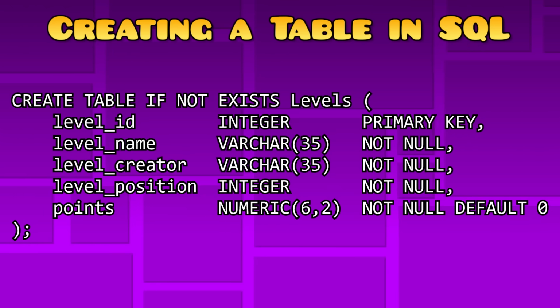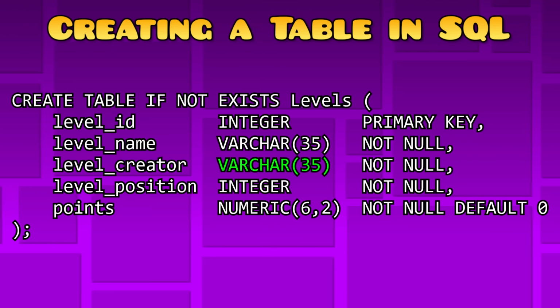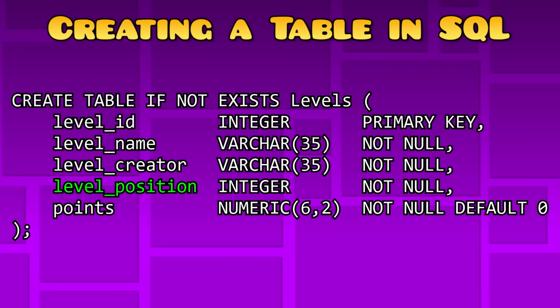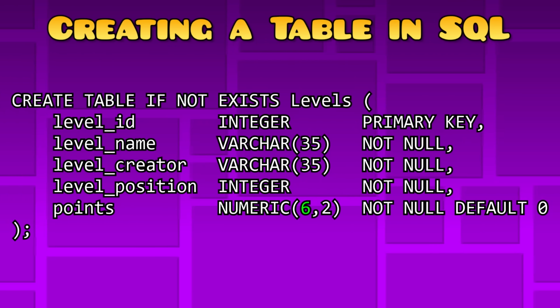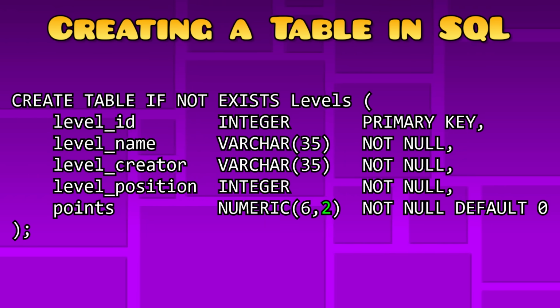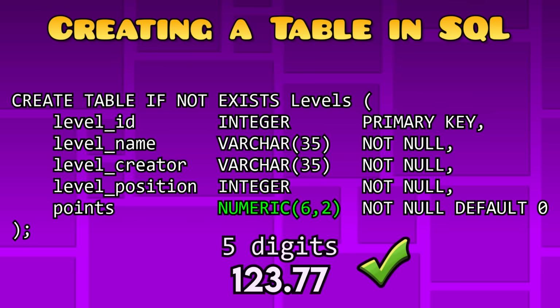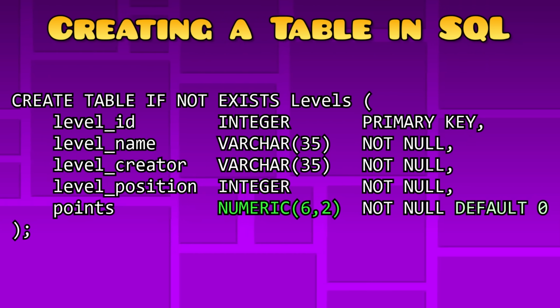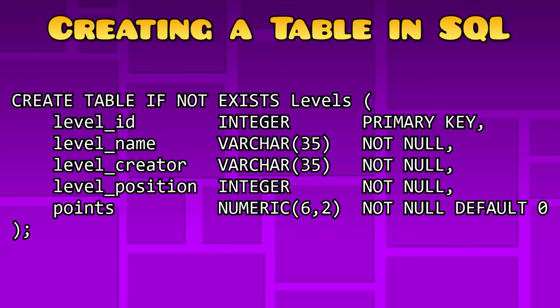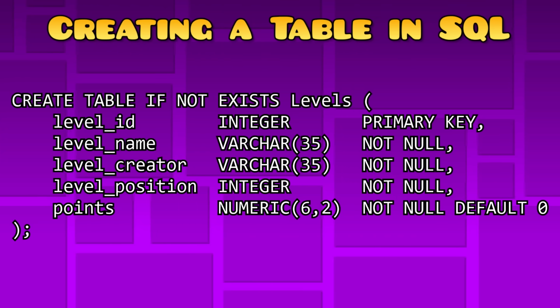Anyways, moving along, we have a level creator that's also a string of up to 35 characters, a level position that is another integer, and a points value, which is a decimal that can store up to 6 characters with 2 digits shown after the decimal point, which basically means it can store up to any 4-digit number, since anything higher would be 7 digits. And this value defaults to 0. I have a function that automatically calculates the points, but I won't get into that.